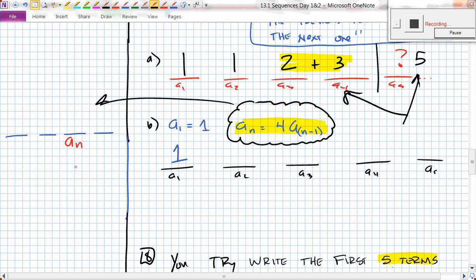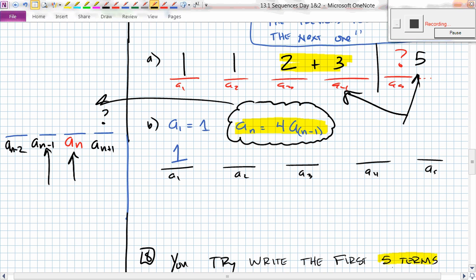Okay? If I tell you that this term is a sub n, what is this term? No. Just in general. A sub n plus 1. What is this term? A sub n minus 1. How about this one? A sub n minus 2. So that subscript is just a placeholder. It tells you where to look down the line, right?